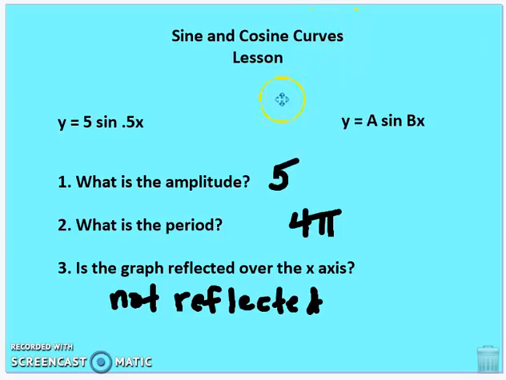Okay, the amplitude is 5. The period is 4 pi, so 2 pi over 0.5. Let's do this here. 2 pi divided by 0.5 is equal to 4 pi. And the graph is not reflected. The sign is positive, so there's no reflection relative to the parent function.